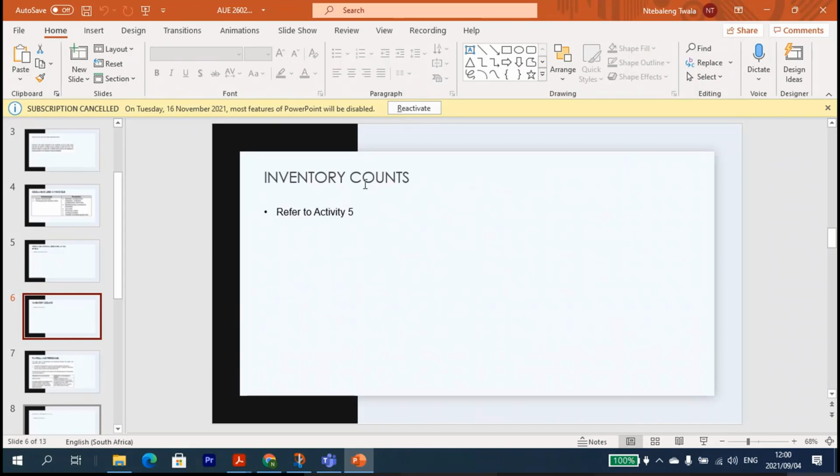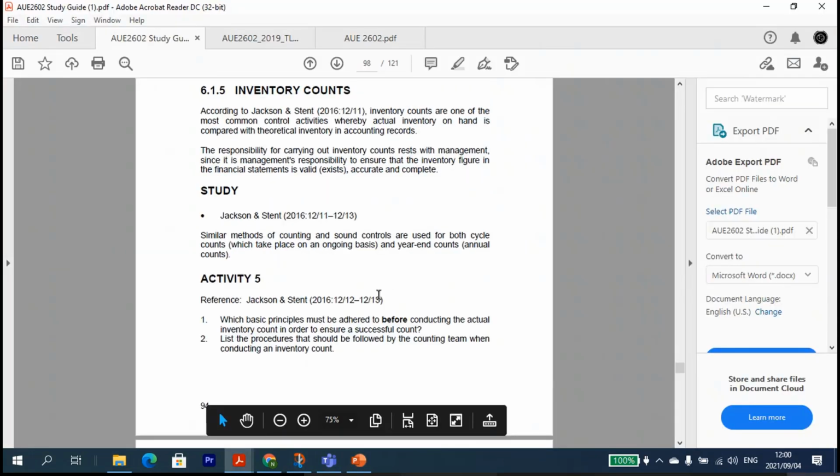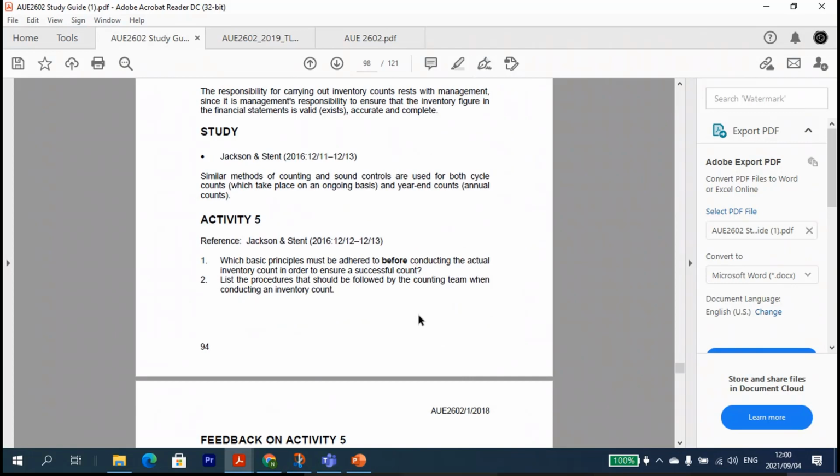Let's move to inventory counts. Inventory count is stock counting. Sheet to floor, floor to sheet. So what I'm saying is that there should be a schedule or something that has all your inventory. You match it against what's on the floor. The floor is what's in your warehouse. You count to see that the number of inventory on your floor agrees to your schedule, your inventory schedule. That's the one-way direction.